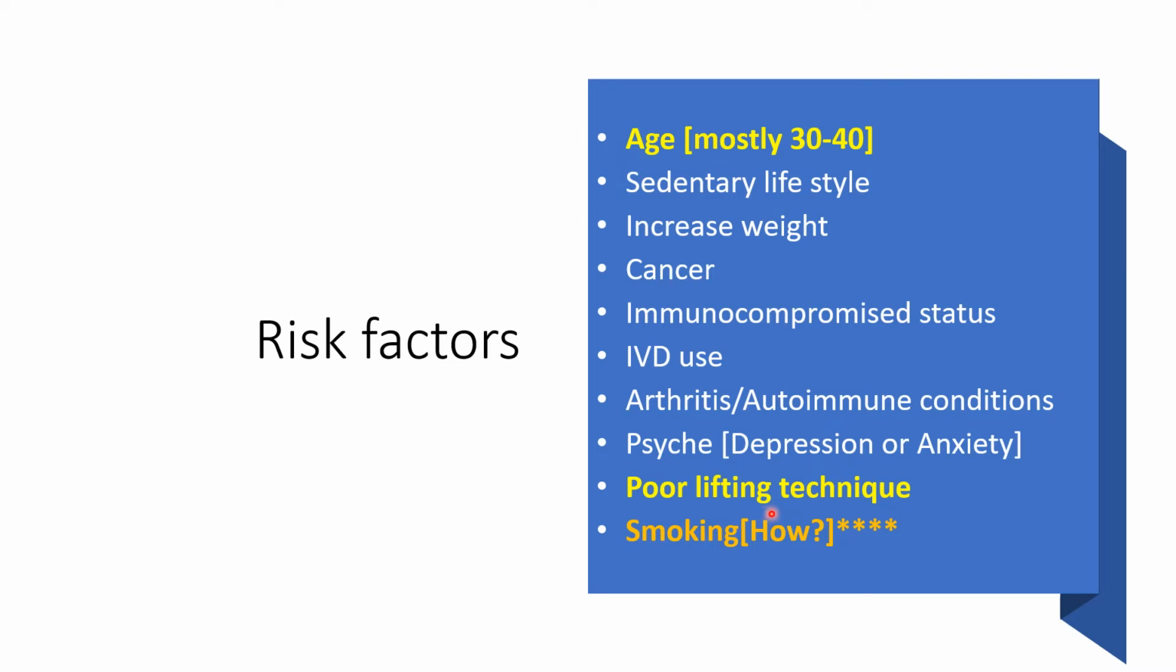And someone is asking, how can smoking lead to lower back pain? I've stated this before, but I'm going to state it again, that if you are smoking and you are coughing frequently, that frequent coughing can lead to herniated disc. And also smoking can lead to ischemia, and that can eventually lead to osteoporosis.